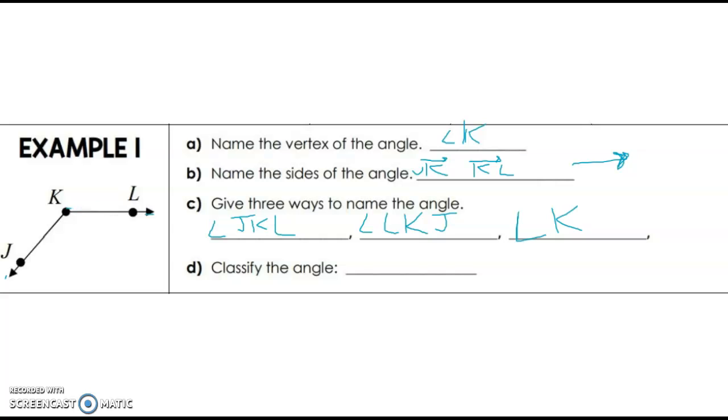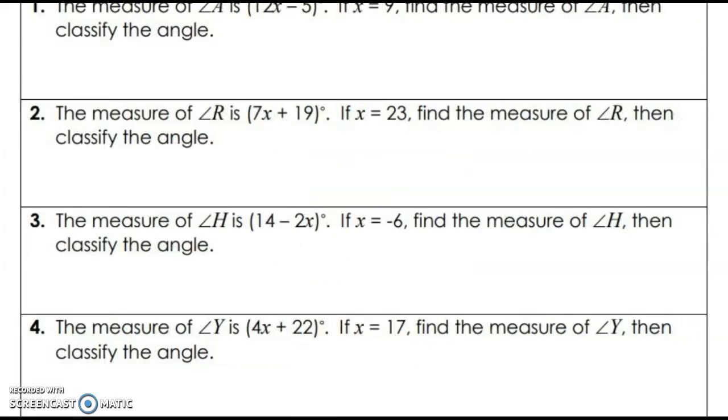Letter D says classify the angle. Well, as we can see, we have an angle that is greater than 90 degrees. So to classify, we would classify it as obtuse. Let's continue looking at missing angle measures.